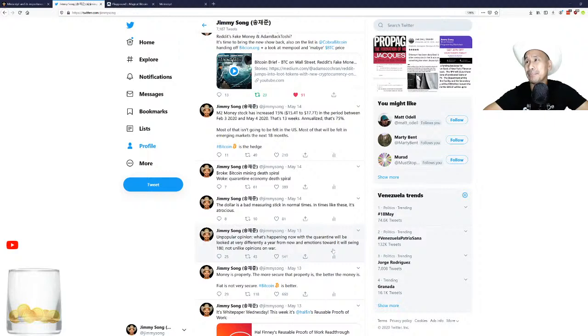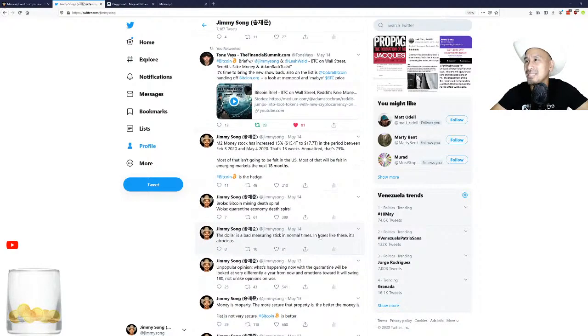The dollar is a bad measuring stick in normal times. In times like these, it's atrocious, because they keep printing so much more of it. But more than that, there's some dollar contraction that's happening as well. So it's hard to tell where things are going. Bitcoin price in a way is one of the few ways in which you can know what's really going on with the dollar. I guess gold price does too. But yeah, it's kind of a crazy time right now.